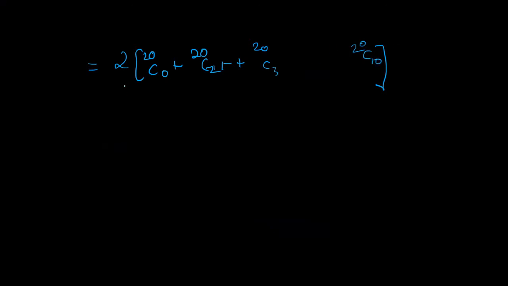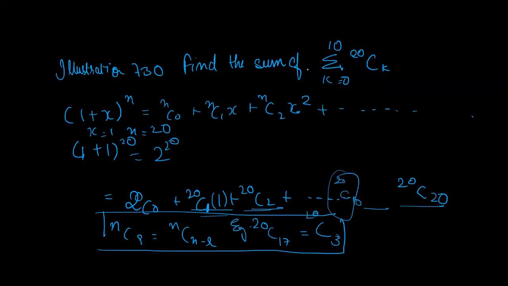But the 10th term was not twice, so I have to subtract it once. So 20C10, I am subtracting also once. Fine. That means this was given in our question, right? Just check, this only was asked in our question.